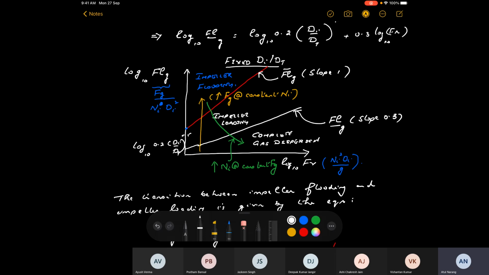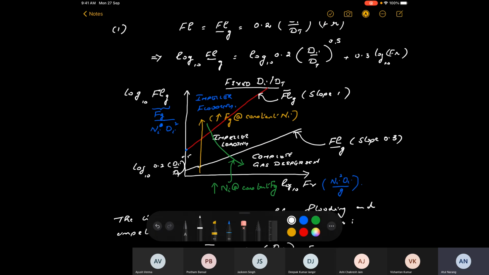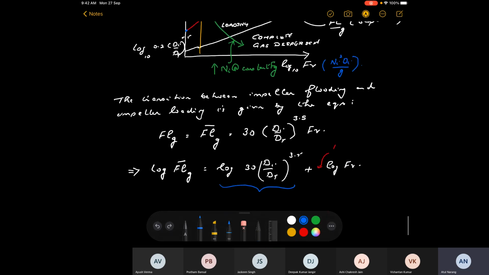So keep in mind that these graphs are plotted with fixed di over dt, right? So you can see that for different di over dt, the graphs will change, because as you can see, di over dt determines the y-intercept in these graphs. So for example, this here is your y-intercept for FL under bar G, and this here is your y-intercept for FL over bar G.